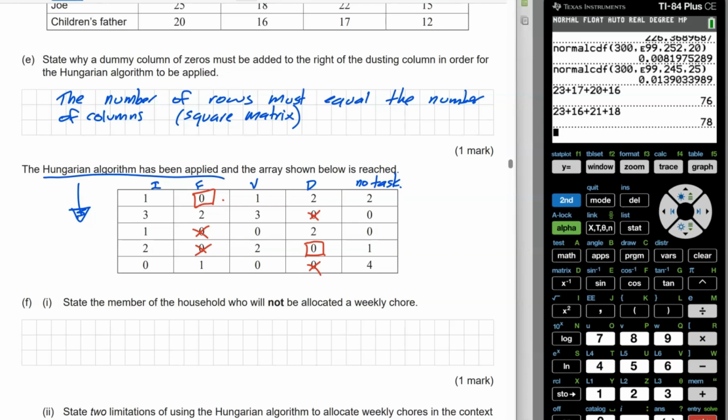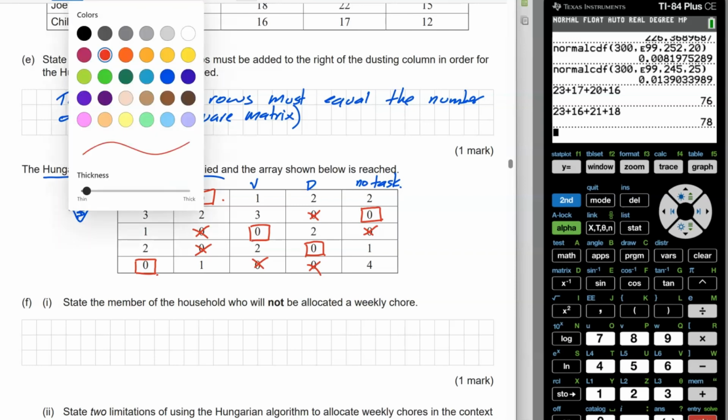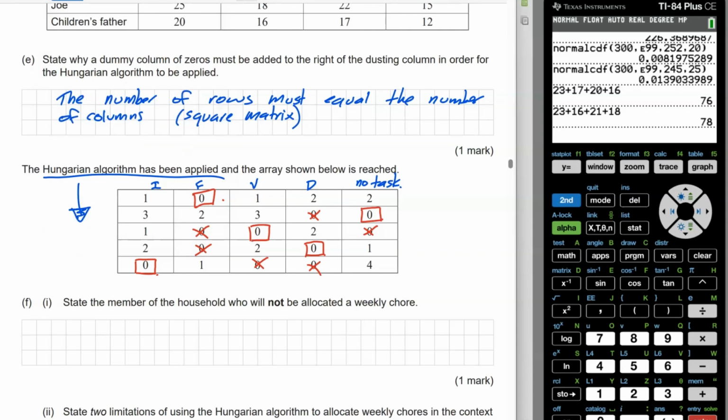Still looking across to finish off our allocation here. The second person, which I think was Paula, has only got one zero left, which means that they're actually going to get no task. And so anyone else that had a zero under no task cannot do that one. So that means this person, I think it was Bobby, is doing the vacuuming. The dad can't do the vacuuming, so the dad is left with the ironing in this case. So when we're looking along our list, question F says, state the member of the household who will not be allocated a weekly chore. Well, that's the second one, which I think was Paula.